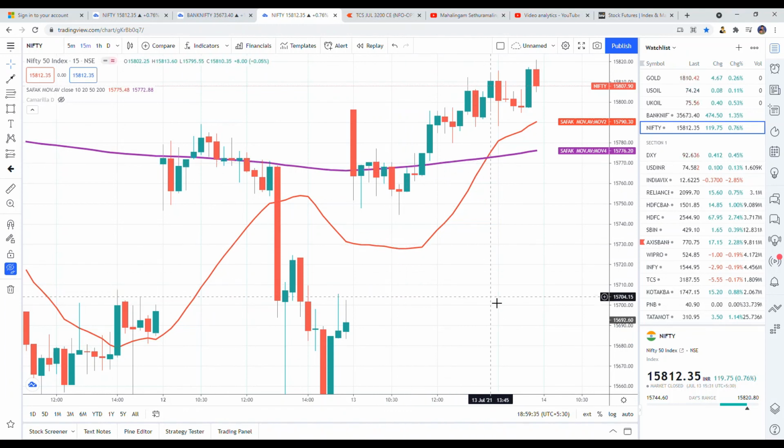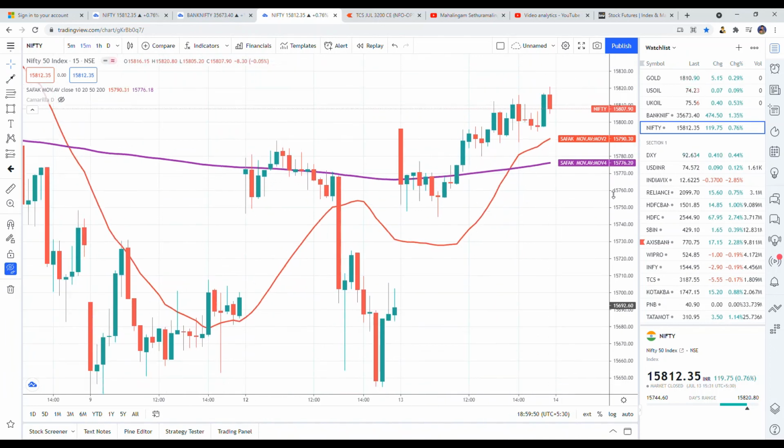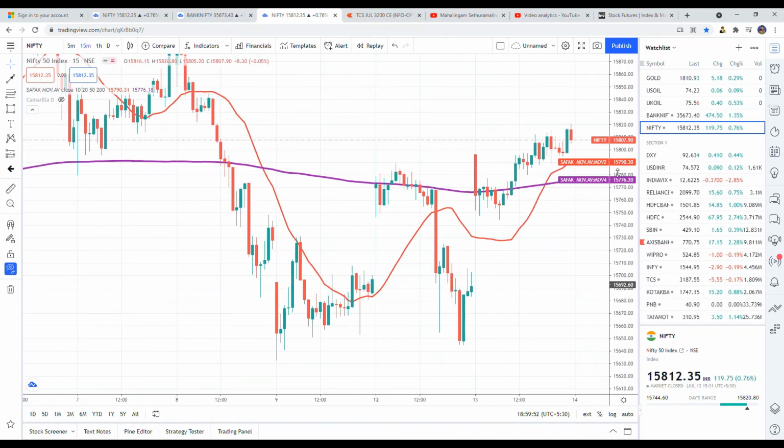But keep in mind, for the short, the close should be below 20 and below 200. For the long, the close should be above 20 and above 200. So keep it in mind. I hope you can understand the price action.